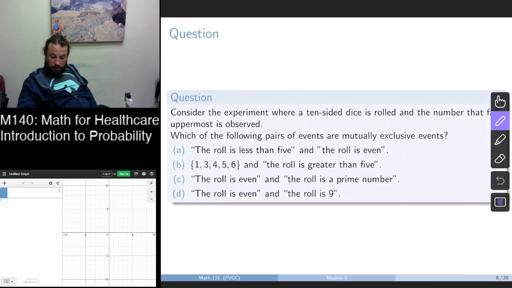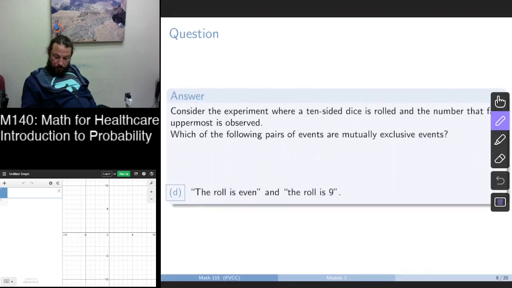Let's see, why aren't the rest? The roll is less than 5 and the roll is even. Well, 2 is both less than 5 and even. For the roll greater than 5, 6 is in the intersection. C, the roll is even and the roll is a prime number: 2 is going to be in the intersection. All right. Mutually exclusive.